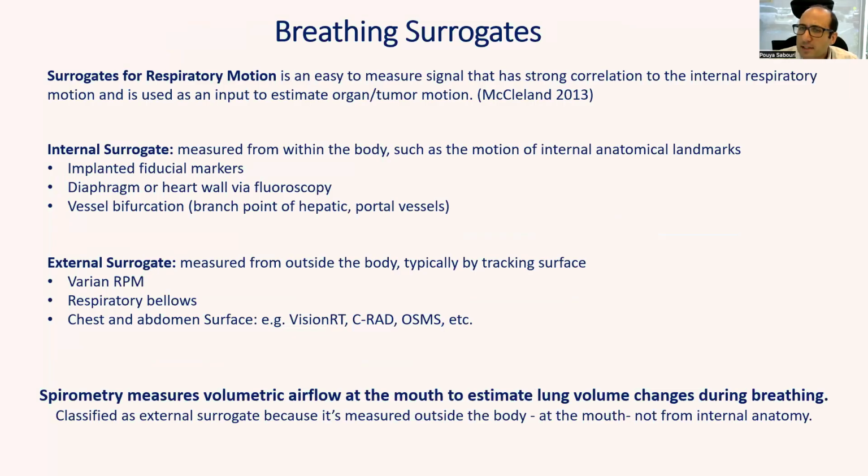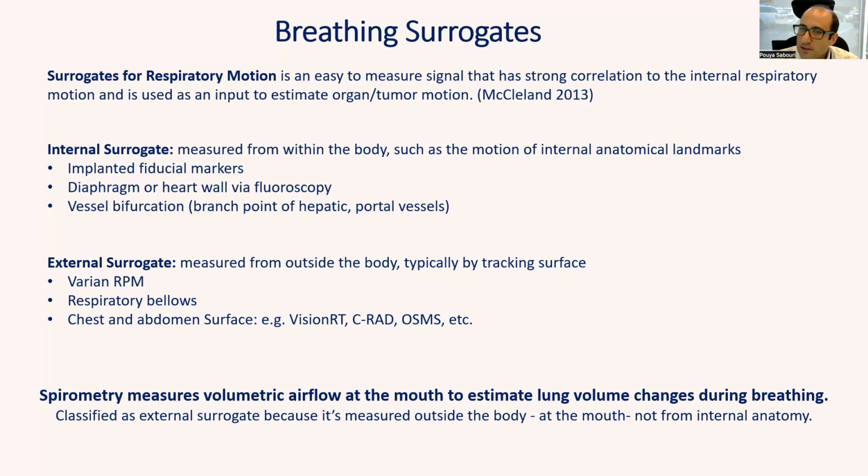Regardless of the motion management technique that we choose, whether it's breath hold, gating, or something else, you usually do need a way to monitor the patient's respiratory motion in real time. And so this is where the idea of these surrogates comes in. There's a review by McClelland, 2013, regarding motion models. There they define respiratory surrogates as a measurable signal that correlates with the internal tumor motion and helps us estimate organ position throughout the breathing cycle. They classify surrogates in two broad categories.